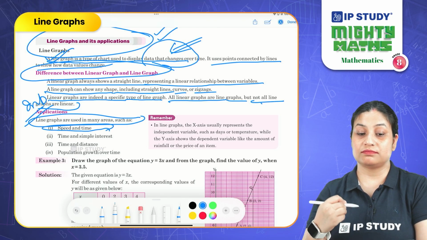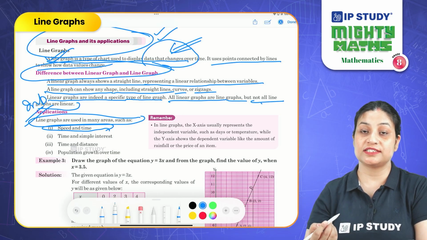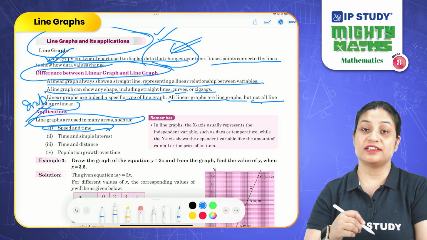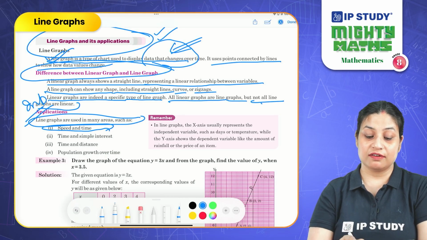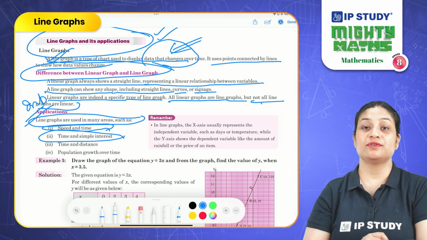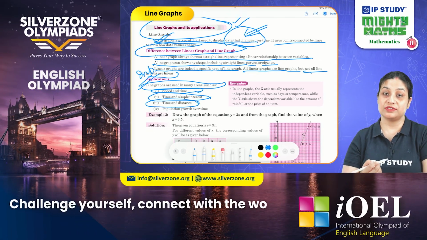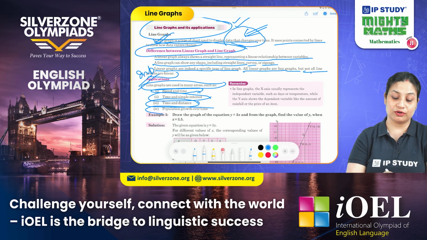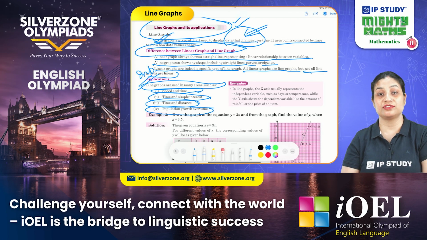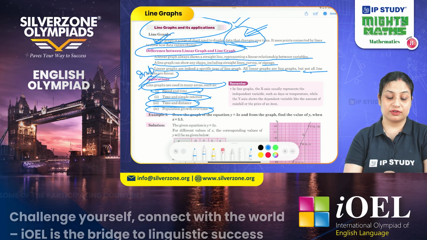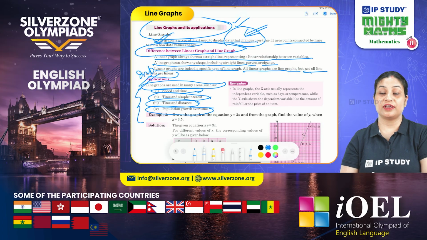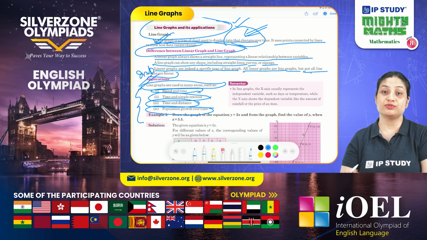If you want to plot a graph for simple interest and the time for which the simple interest is paid or taken, for that also we are using a line graph. For the time and distance relationship also we are using a line graph, and for population growth over time, for that case also we are using a line graph. So these are some of the examples where you can find line graphs important and useful.